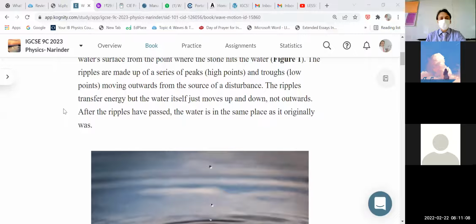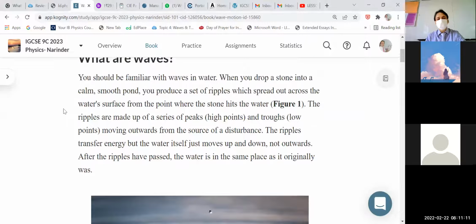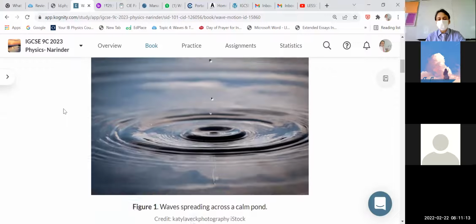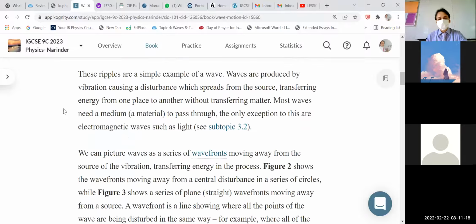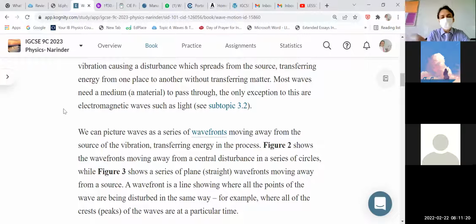So now children, today we are going to discuss a very important topic, and that is wavefront. Let me show you a wavefront. Here you can see a wavefront. So our topic for today's discussion is about wavefronts. What is a wavefront, children?